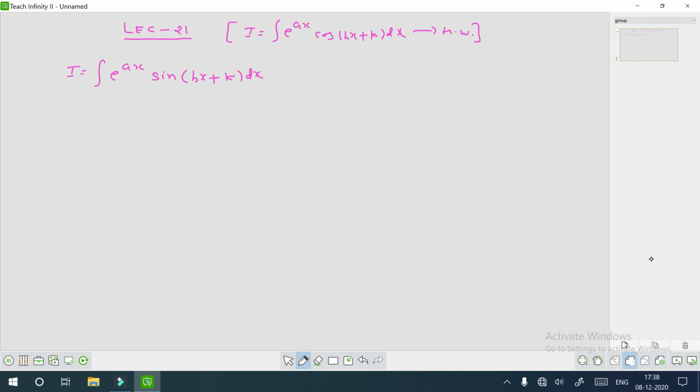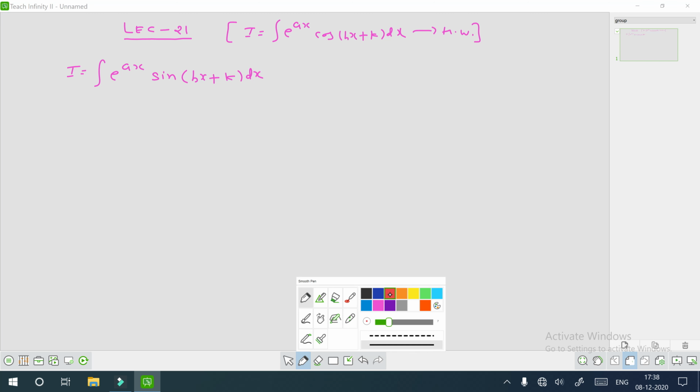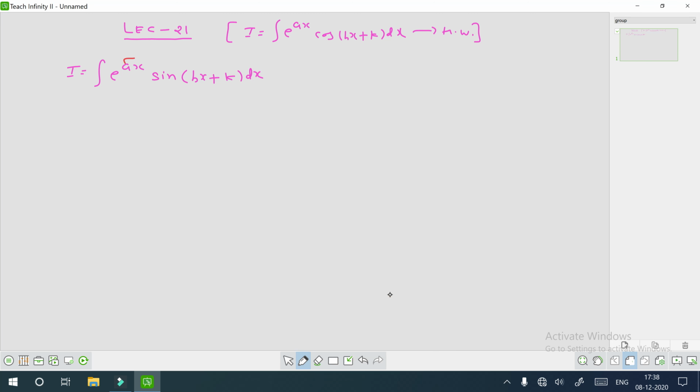In this formula, a question can be asked by taking values of a, b and k, but here we are going to see it in general. Let us see the form and the selection of V. Now here a combination of trigonometry and exponential function is given. So this one is our V and this one is our U. Yes or no? Yes. Let us see.